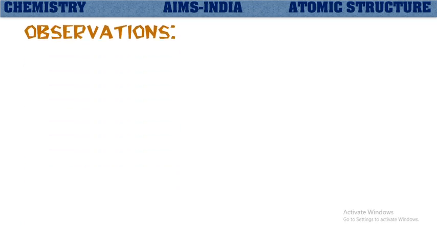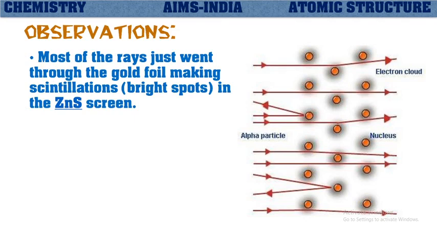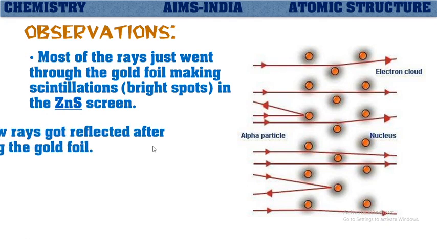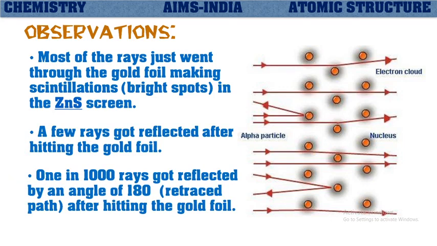The important observations made by him are: the first one, most of the rays just went through the gold foil, making scintillations on the zinc sulfide screen. A few rays got deflected or reflected after hitting the gold foil. 1 out of 1000 rays got reflected by an angle of 180 degrees. That means they are reflected back exactly after hitting the gold foil.